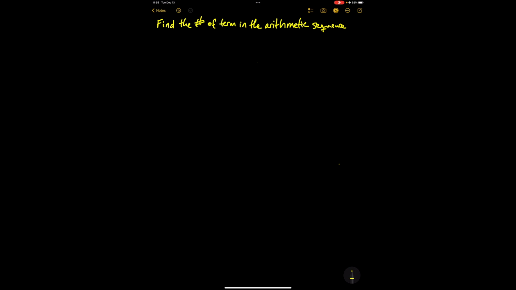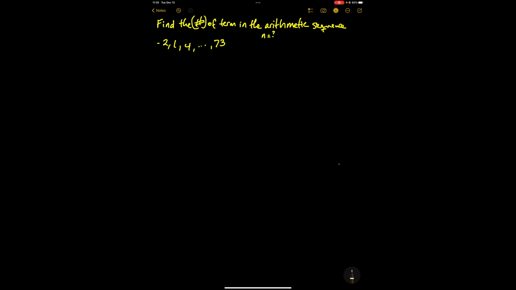Let's say we have something like as follows: -2, 1, 4, 73. So these are the terms. They want you to find the number of terms. So that means they want to say, what is n equal to? Remember, n is equal to the number of terms. So what is the number of terms?